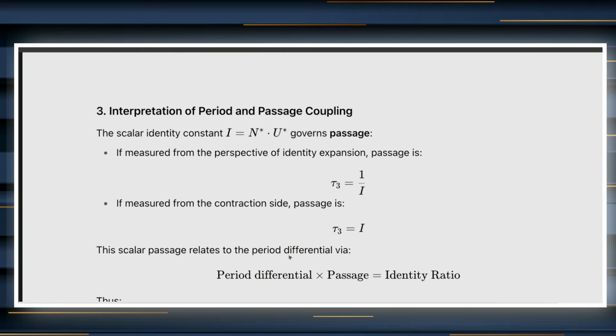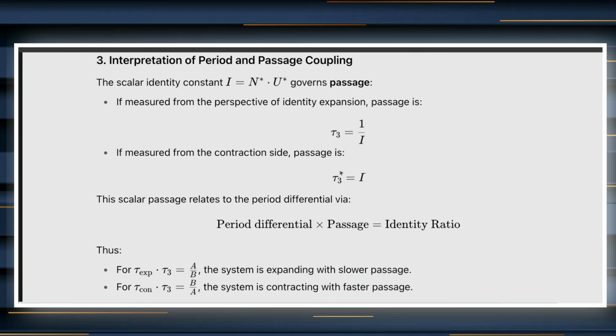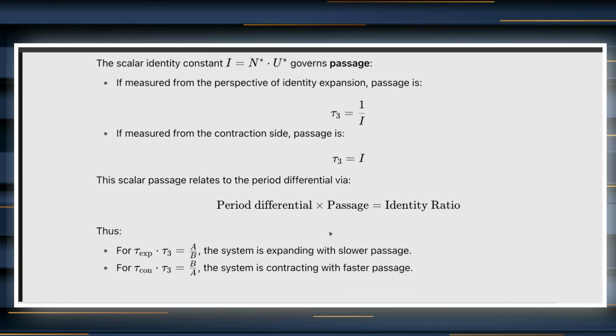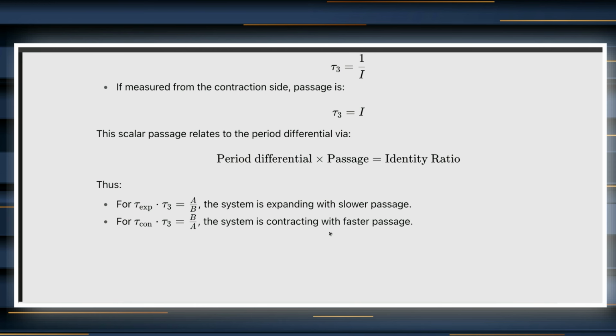So now we'll do the interpretation of period and passage coupling. The scalar identity constant I equals N star times U star governs passage. If measured from the perspective of identity expression, the passage is T3 equals 1 over I. If measured from the contraction side, passage is simply I. This scalar passage relates to the period differential via: period differential times passage equals the identity ratio. Thus, for the temporal expansion, times T3 equals A over B, the system is expanding with slower passage. For the temporal contraction of B over A, the system is contracting with faster passage.